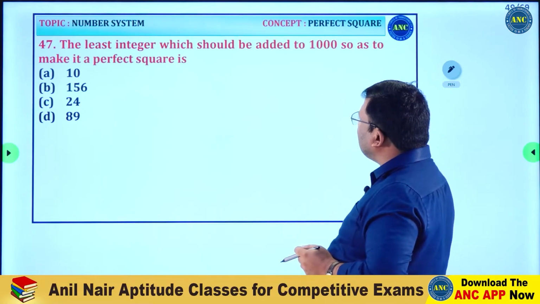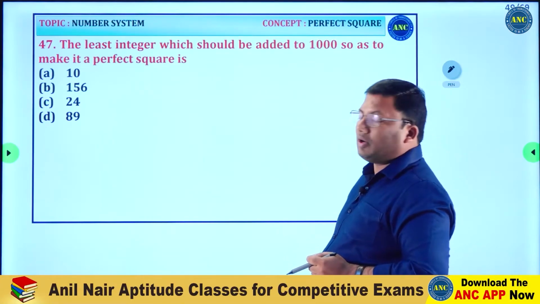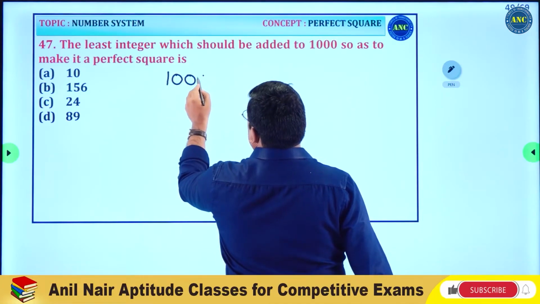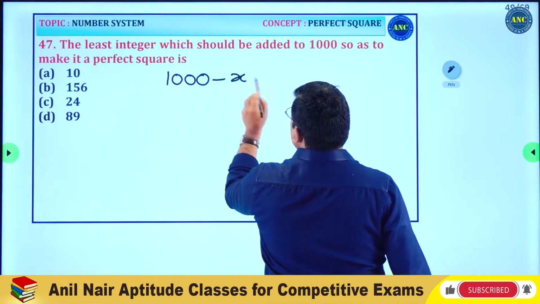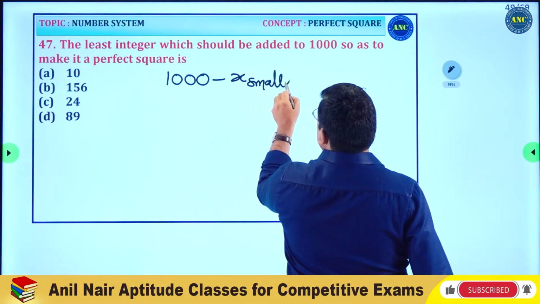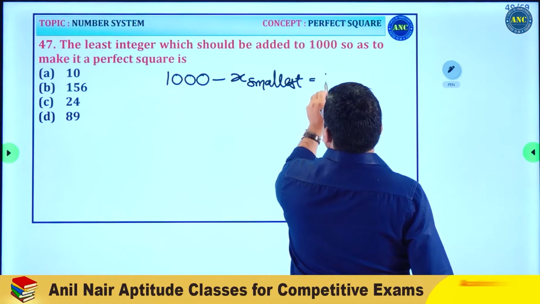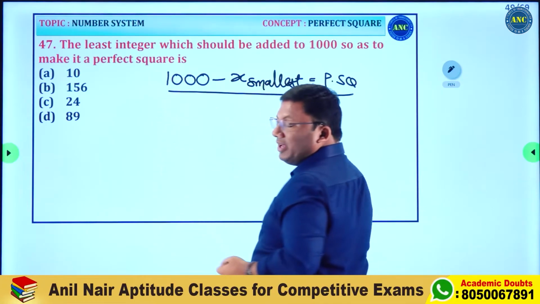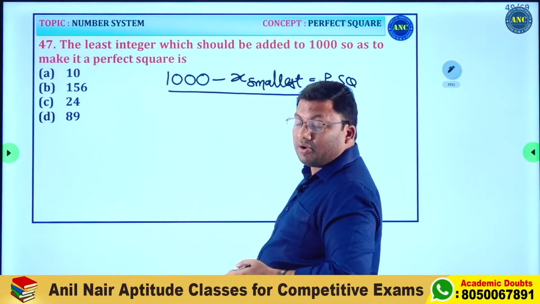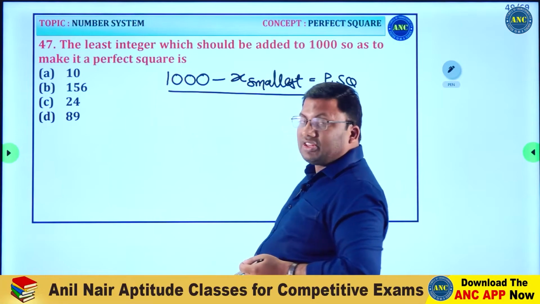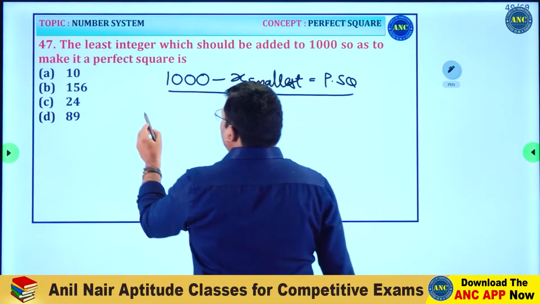The least integer that should be added to 1000. Just now we have seen that. Let us change the question. The least integer that should be subtracted from 1000 such that it is a perfect square. Since it is a similar question, I am changing the question. From 1000, how much should be subtracted such that the resultant is a perfect square?